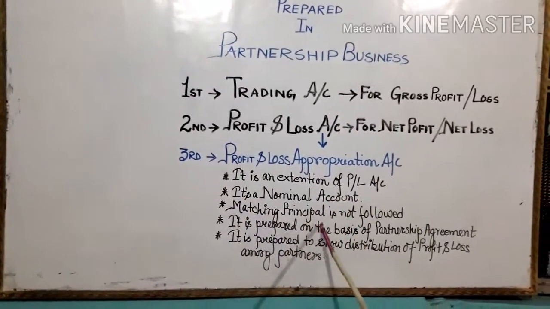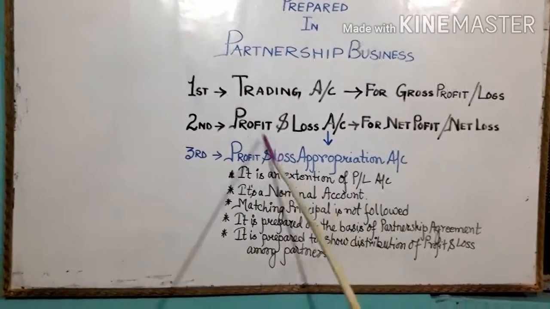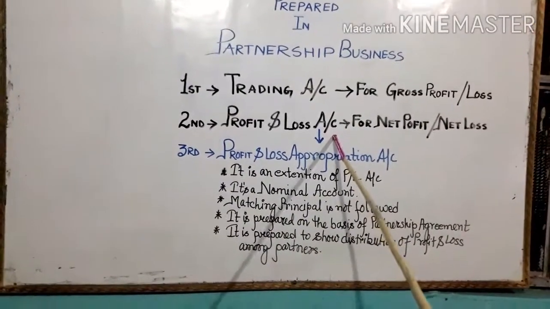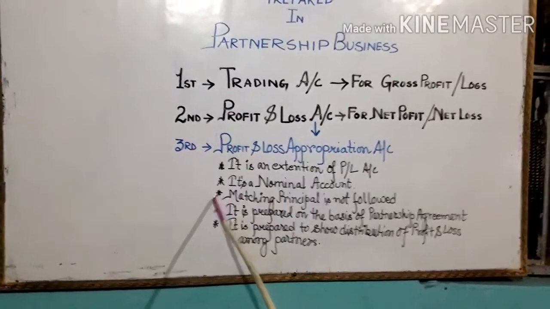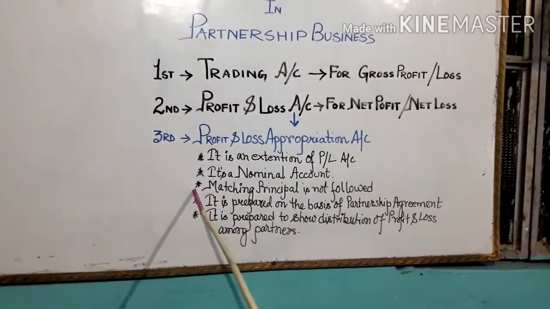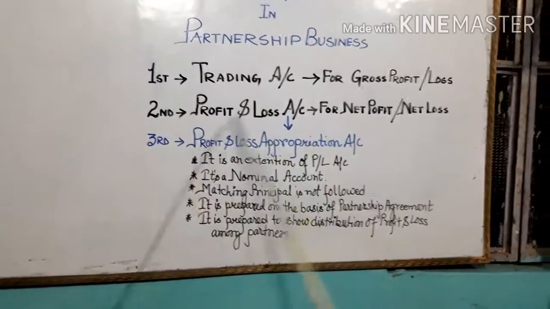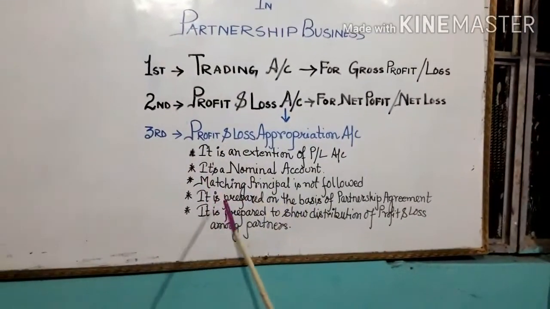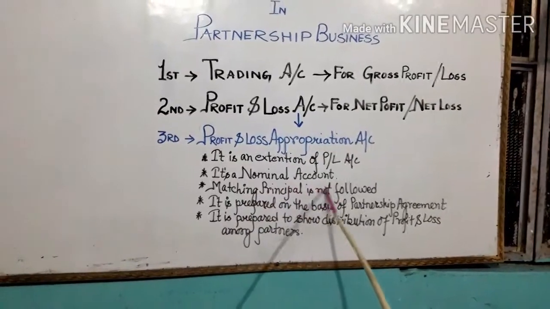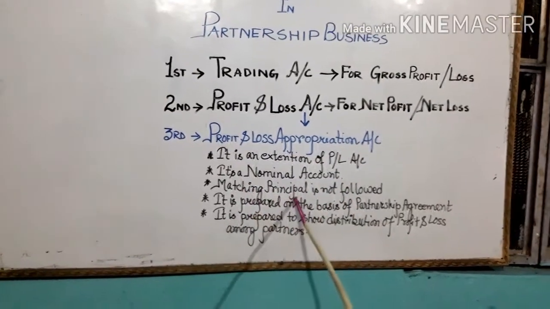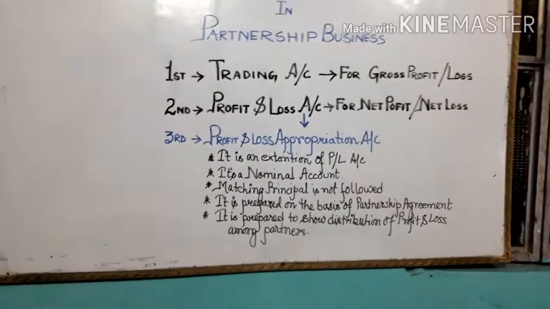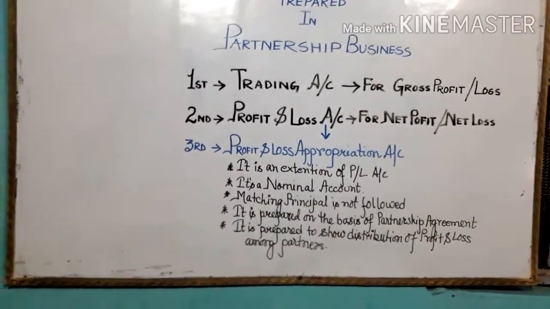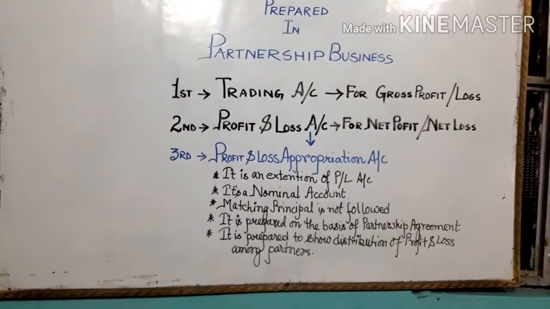Next, it does not follow the matching principle as we follow in the profit and loss account. So one question can arise: what is the basic difference between the profit and loss account and the profit and loss appropriation account? The basic difference is that matching principle is not followed by the profit and loss appropriation account, but matching principle is followed to prepare the profit and loss account.